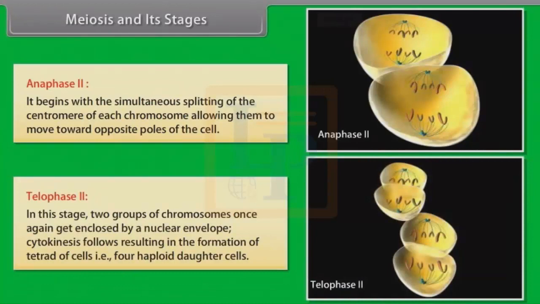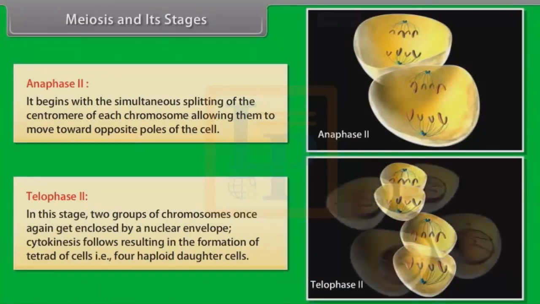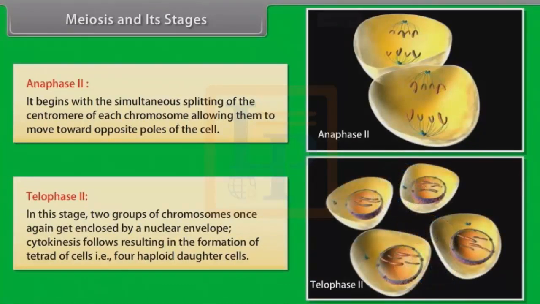In this stage, two groups of chromosomes once again get enclosed by a nuclear envelope. Cytokinesis follows, resulting in the formation of a tetrad of cells, that is, four haploid daughter cells.